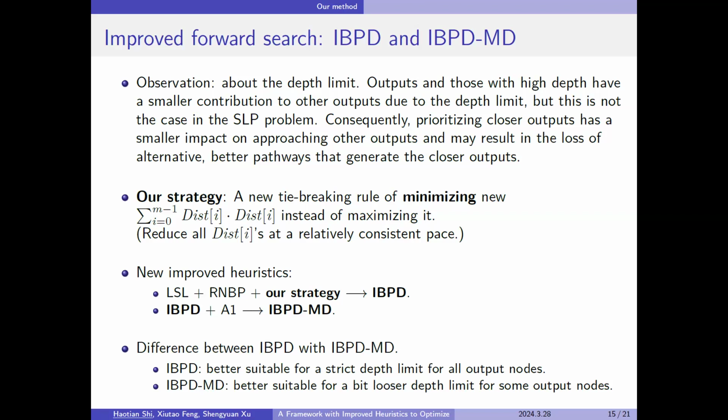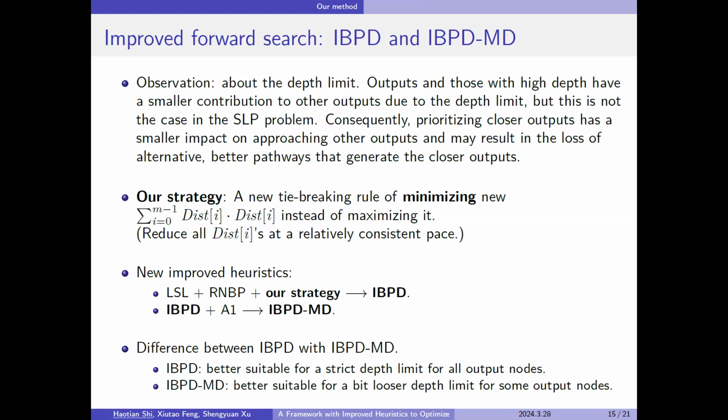But this is not the case in the SLP problem. That is, we do not really prefer unbalanced dist vectors. Otherwise, we prefer some relatively balanced dist vector. Consequently, prioritizing closer outputs has a smaller impact on approaching other outputs and may result in the loss of alternative better pathways that generate the closer outputs.